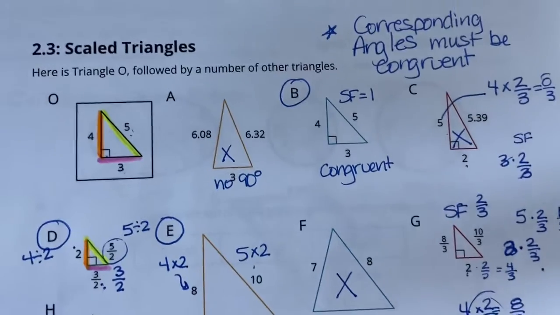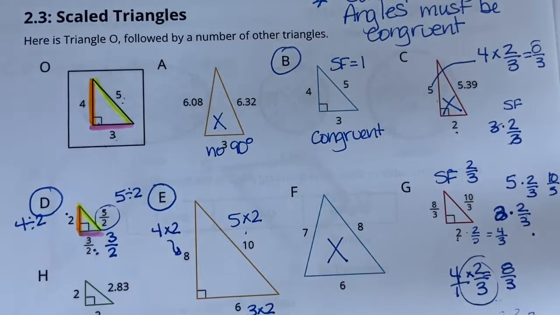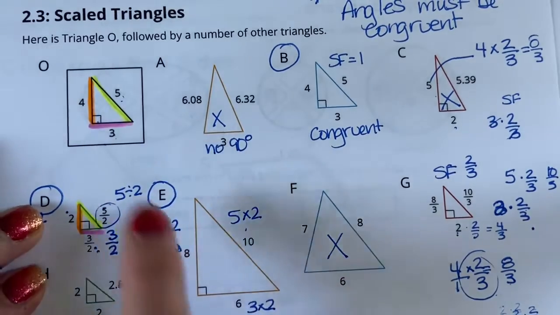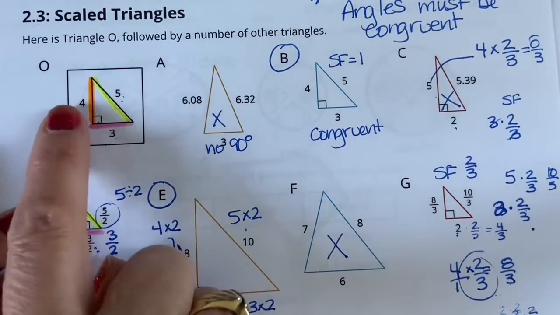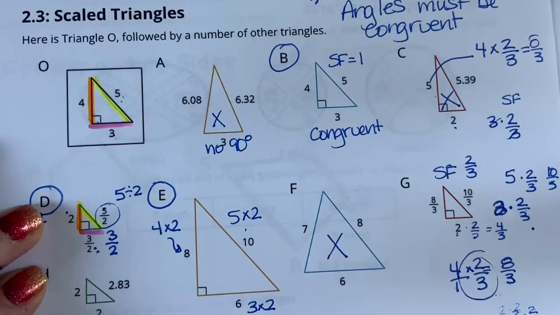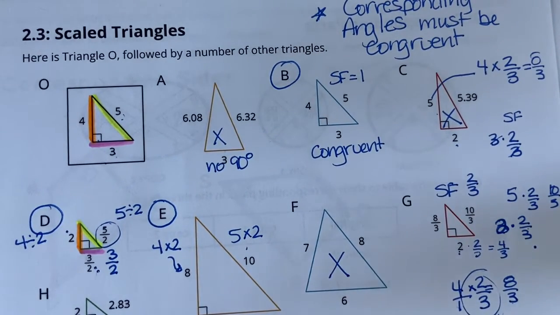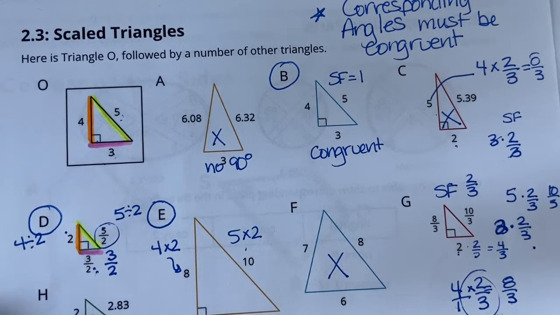All right, on this page here, I kind of already did some writing on here, so you have to excuse me. All right, so I've got sides 3, 4, 5, okay? It says here's triangle O, followed by a whole bunch of other triangles. And I'm gonna make sense of all this. It says your teacher will assign you 2 of the triangles to look at.